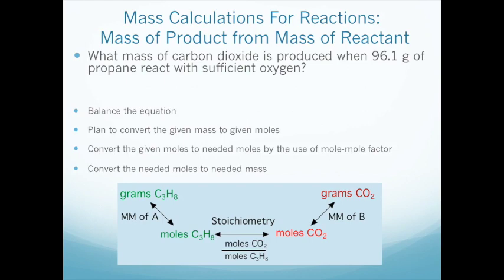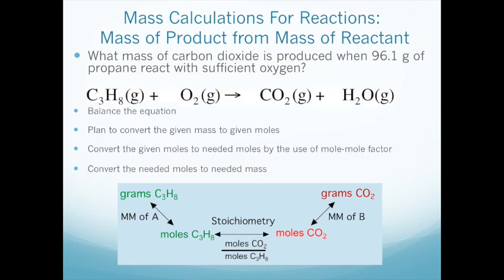So we're going to do another reaction. We're going to use that same reaction of propane with oxygen again, but this time we're asking what mass of carbon dioxide is produced when 96.1 grams of propane react with sufficient oxygen. When they say sufficient oxygen, that means they're giving it as much as it needs to react all of the propane, and you don't have to worry about whether the reaction is limited in any way.